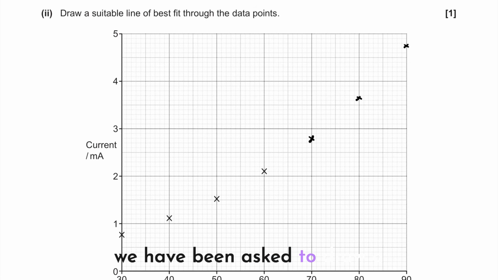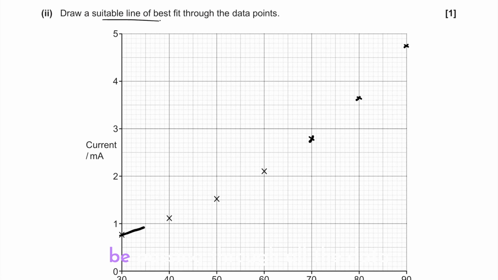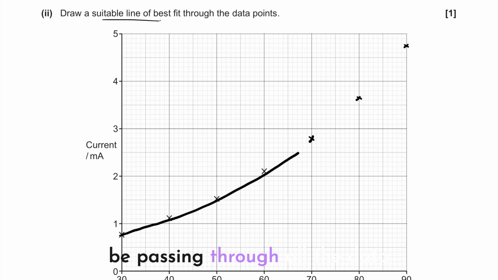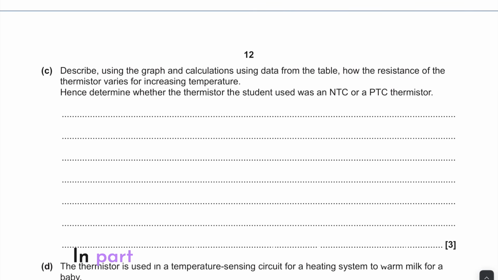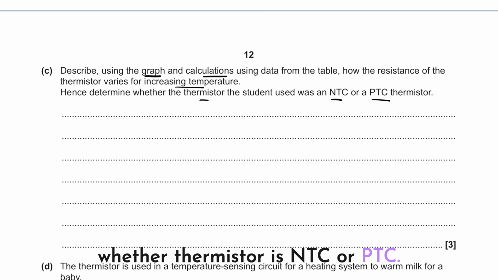We have been asked to draw a suitable line of best fit through the data. This will be a curve, and it will be passing through all the data points. Let's move on to the next one. In part C, we have to describe, using the graph and the calculations using the data from the table, how the resistance of the thermistor varies for increasing temperature, and then determine whether the thermistor is NTC or PTC.